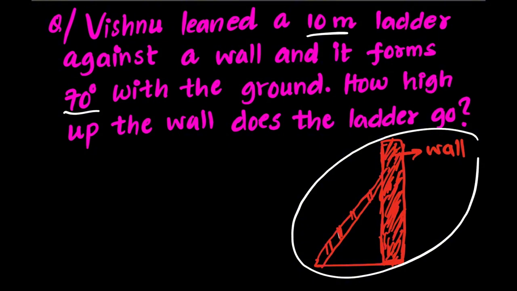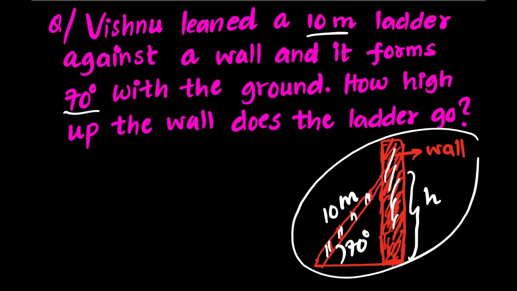So here is a rough sketch of the problem. This is the wall and here is the ladder which is leaning against the wall. The ladder is 10 meter long and it forms 70 degree with the ground. And the problem is asking us to find the height of the wall to which the ladder goes, and let it be h. Since this situation forms a right triangle, so 90 degree at the base of the wall. With respect to this 70 degree, the side length height will be the opposite and then the length of the ladder, 10 meter, is hypotenuse.